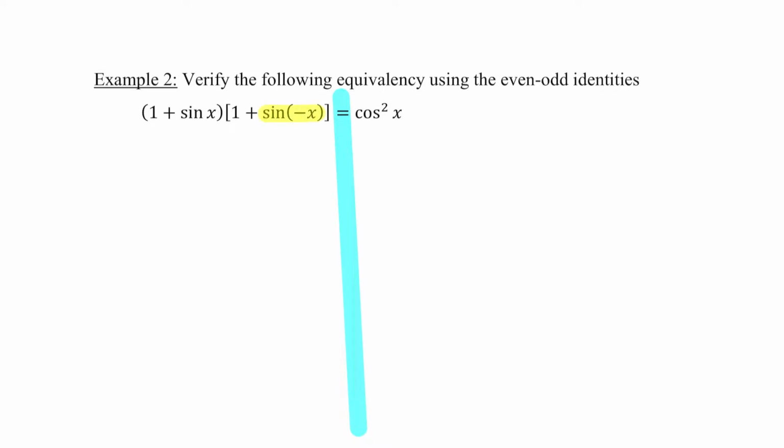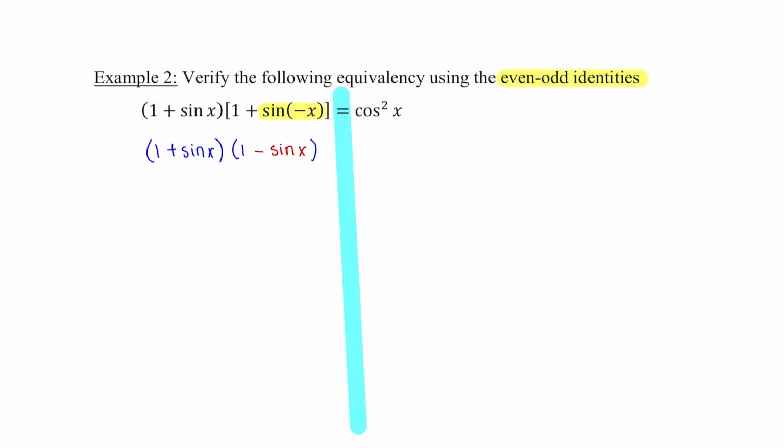Sine of negative x can be simplified by using the even odd identities. Sine is an odd function, so sine of negative x is equivalent to the negative sine of x.